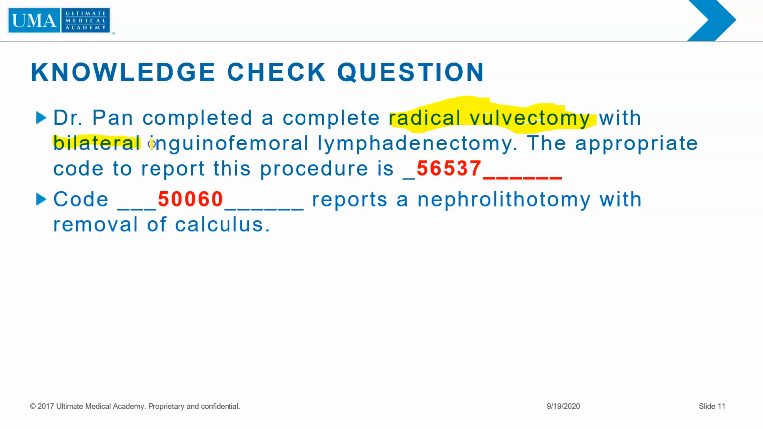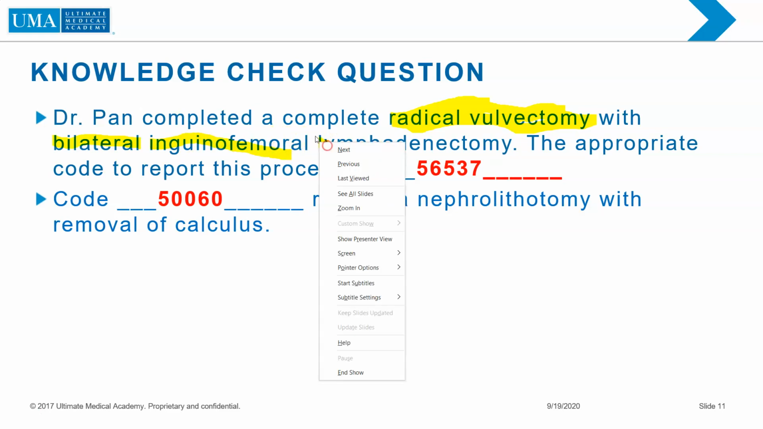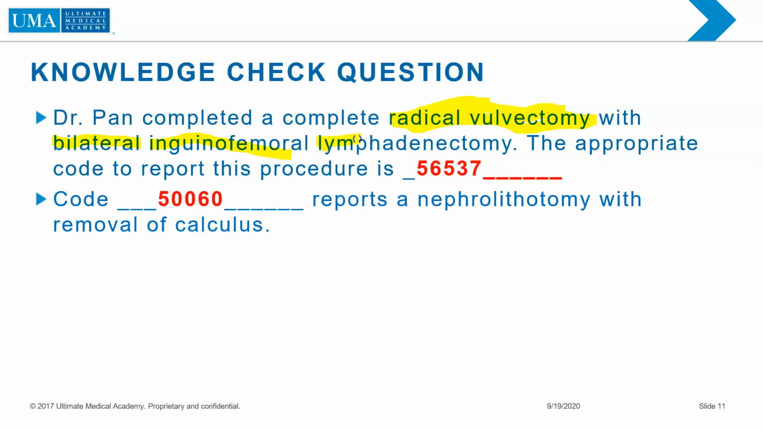And it says inguinofemoral lymphadenectomy. That means they've also taken out their lymph nodes. And it says the appropriate code to report for this procedure. I have the code listed there. Sometimes I like to do things a little backwards. We reverse it so that you can see, and this is for teaching purposes, the terms and how we got there. So let's turn to the code 56537.